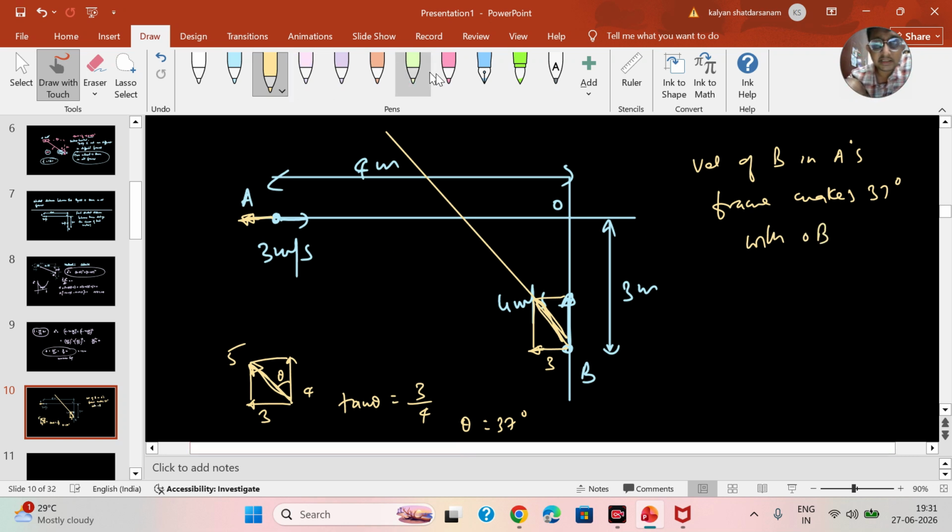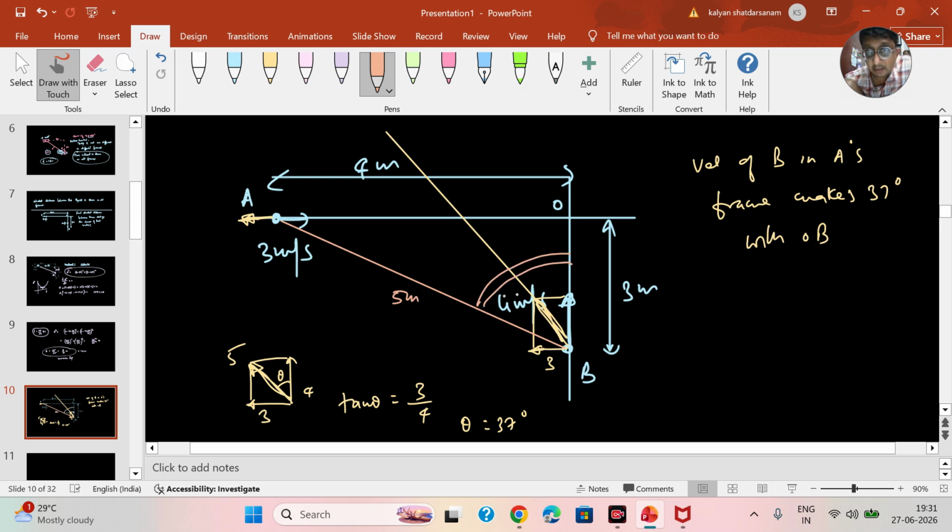What about the line joining these two people? The line joining these two people is like this actually. You see that? This is the line joining these two people. That is 5 meters distance. And what is the angle it makes with the vertical? It's making a completely different angle. If I call it phi, tan phi is going to be 4 by 3, or phi is 53 degrees. That means the line joining these two fellows is making 53 with vertical.